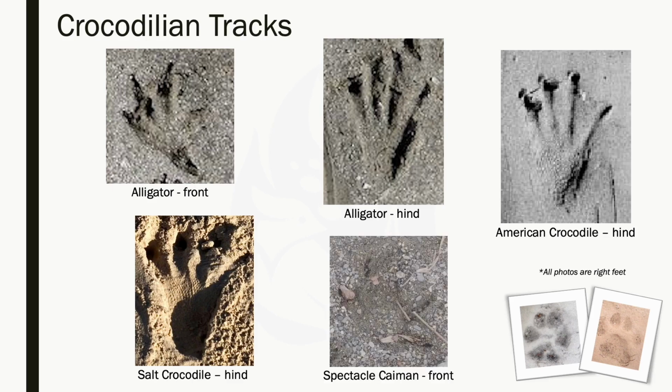And finally here, this is from a caiman. This is a spectacle caiman. This is a front foot. Okay, and you can see again 5 toes. You can see that angle. It's a right foot again. You can see that first toe pointing up into the inside and that 5th toe pointing back into the outside. So a great example of a front foot and how different it is from the hind foot on crocodilian species.